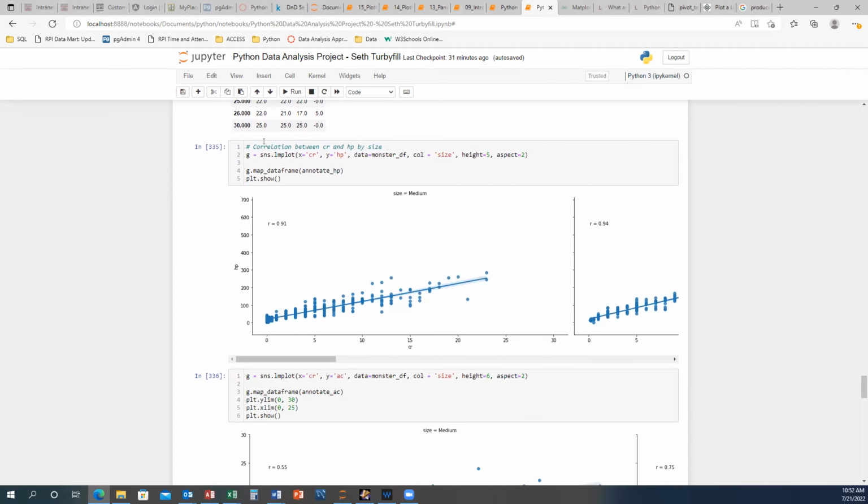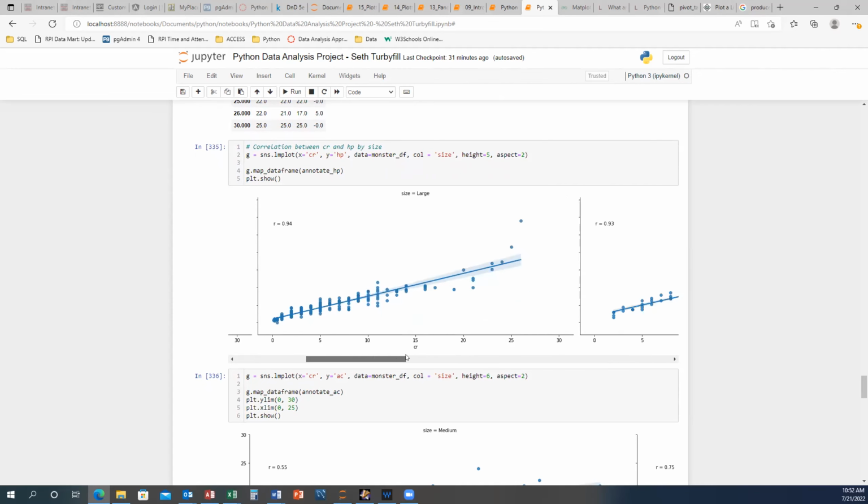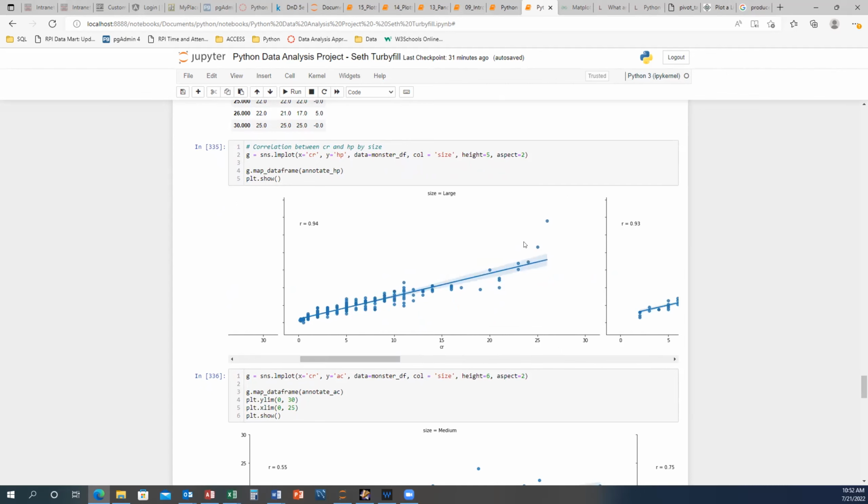Here, I thought it'd be interesting to look at the correlation between CR and HP by size. So the size of creatures and then their CR and how much HP they have. So there are positive correlations here, right? Obviously, the creatures are getting stronger, but even then, the HP of some of these medium creatures doesn't go above 300, while some of the larger ones can go up to 600 or 700, right?